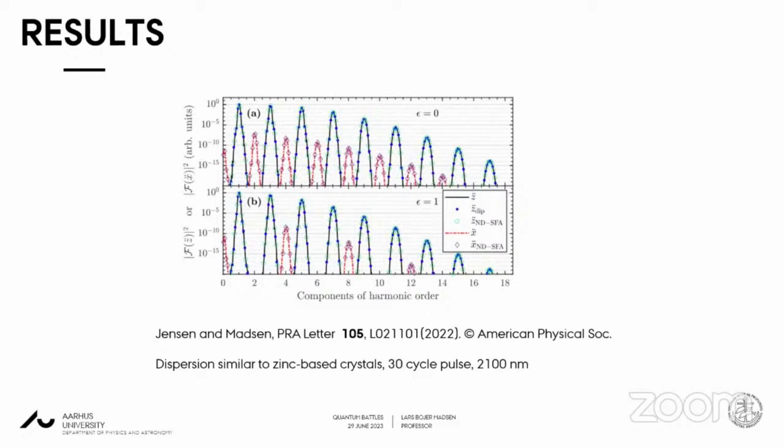So the signature here is that when you include non-dipole effects, it's very easy to understand. You break the symmetry because now there's suddenly a propagation direction also. It's no longer inversion symmetric. Therefore, of course, you get even harmonics. But we can also calculate the expected magnitude.